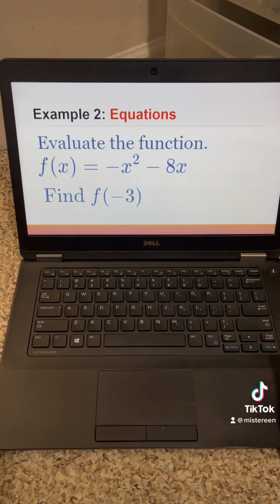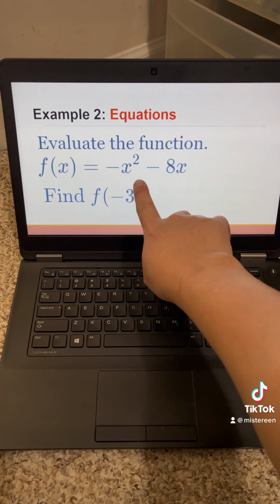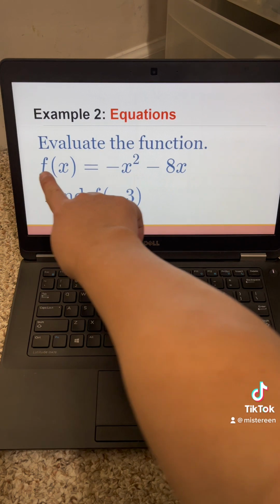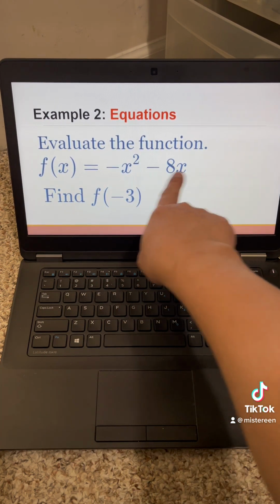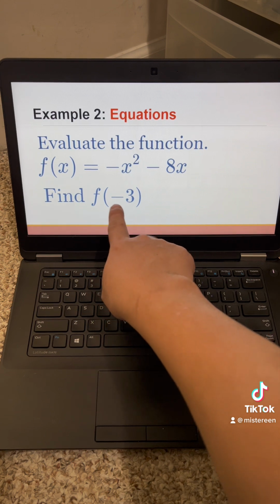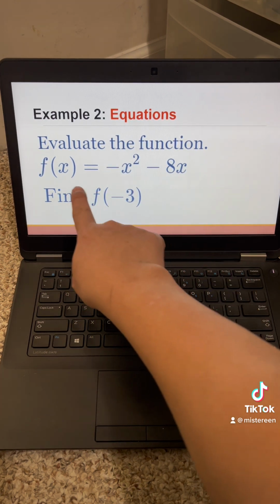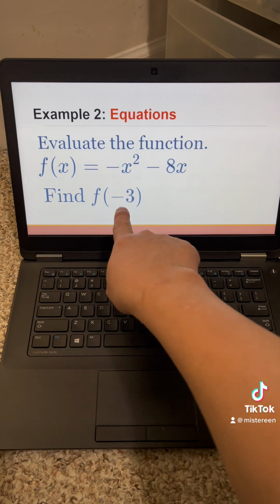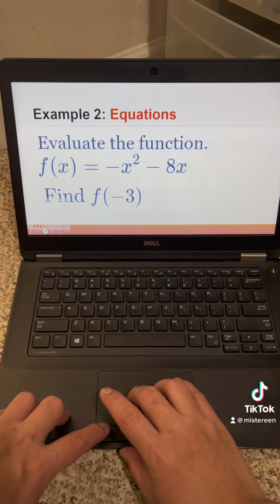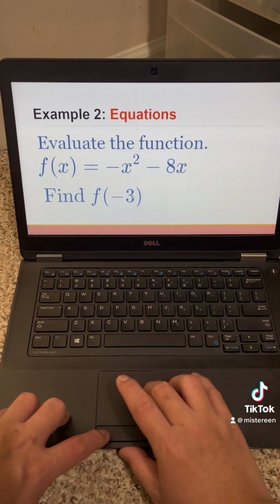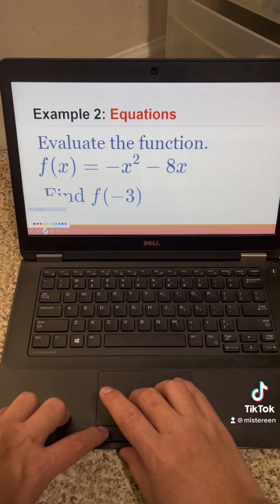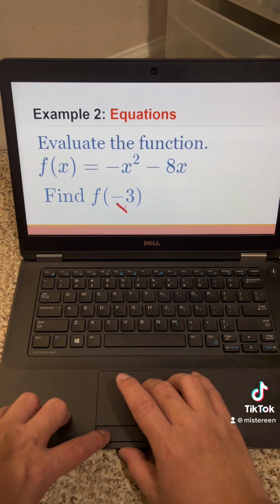Our next set of examples will be evaluating given an equation. Here, we will evaluate this function. It is actually a quadratic because the highest exponent is 2. We will find f of -3. To evaluate a function, first you should know the value of x. If it says f of -3, that means our x value is -3, the number inside the parentheses.